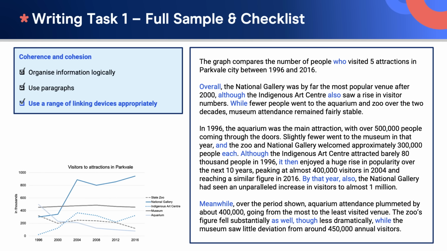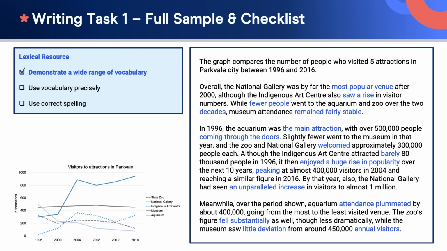They are highlighted here. Moving on from task achievement and coherence and cohesion to look at the use of language in our essay, let's check first for the range, accuracy, and appropriate use of vocabulary, known as lexical resource. The range of words and expressions used is highlighted here. Also, the vocabulary has been used precisely and spelled correctly. All of these things contribute to achieving a good score.